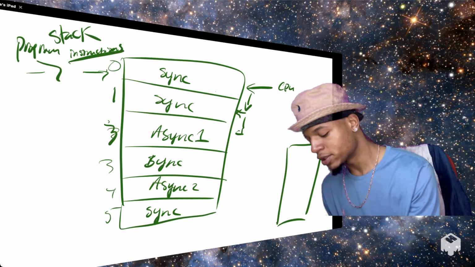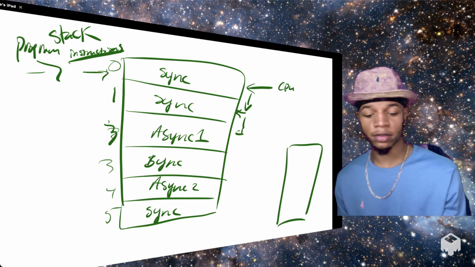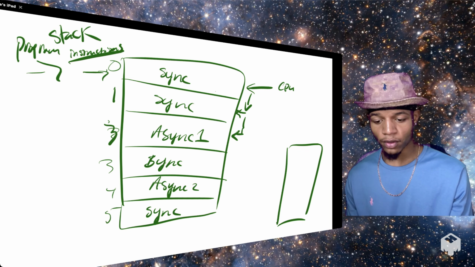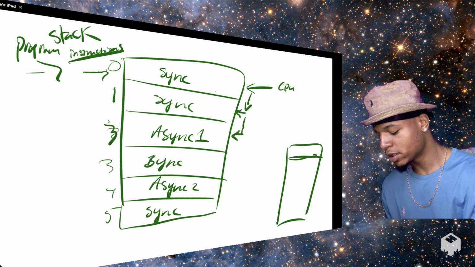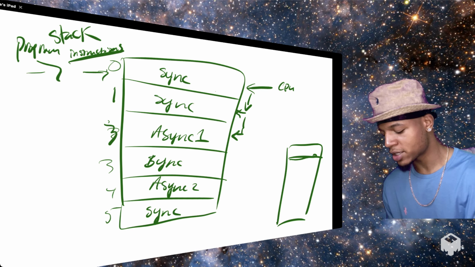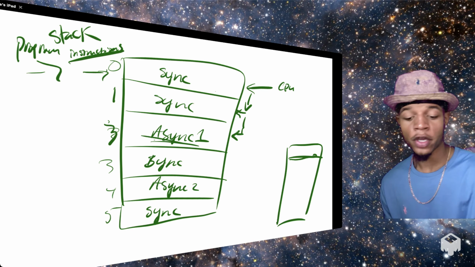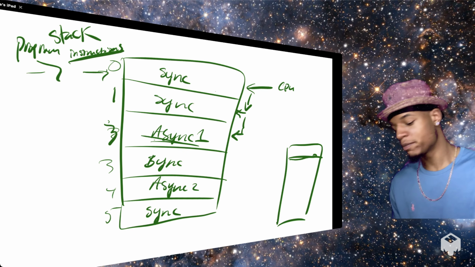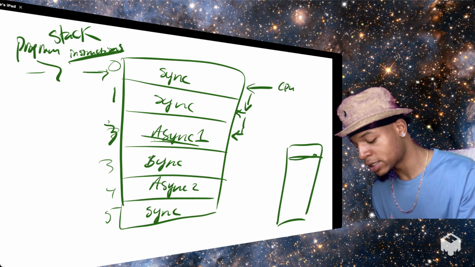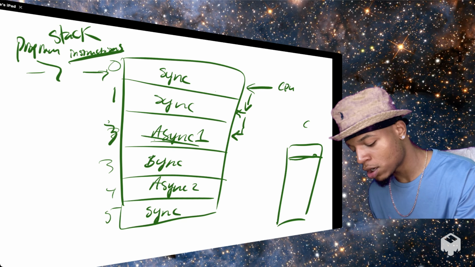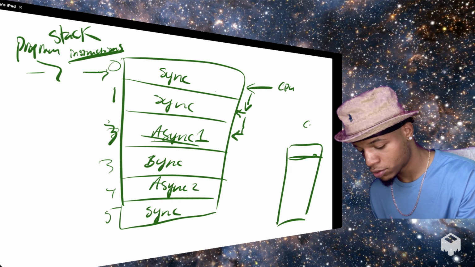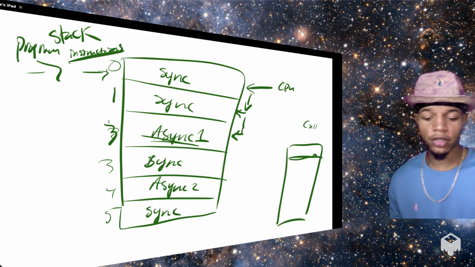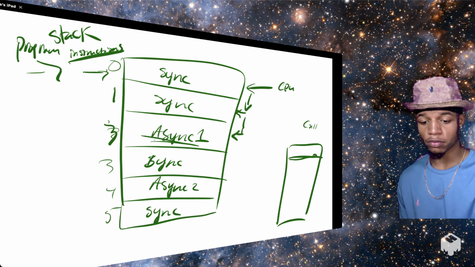And let's say with the asynchronous process, it gets fired off, but then it takes forever to come back. So what the CPU does is it has this thing over here called the callback queue. All right, and the callback queue is real dope.